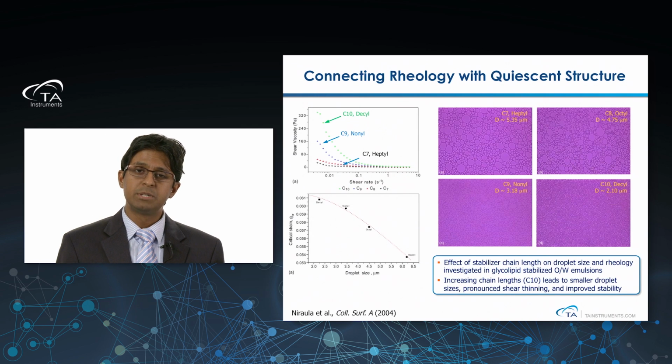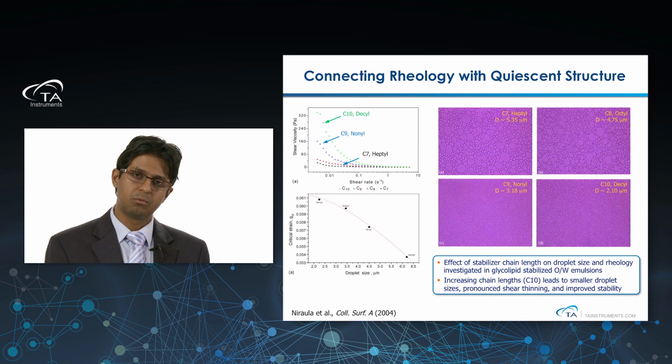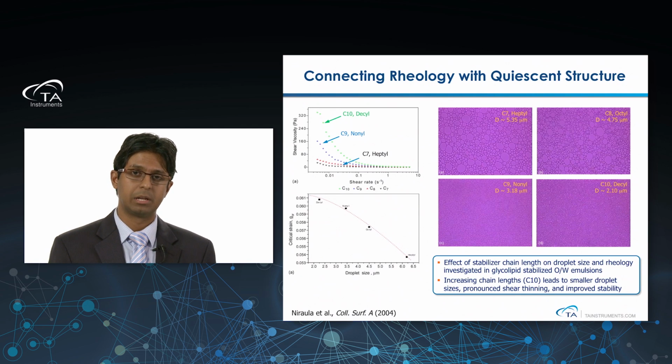There have been many attempts to look at the sample and connect the rheology with the quiescent structure. I'll walk through a few different examples in published literature. The first example we're going to look at is an oil and water emulsion that's been stabilized with a glycolipid stabilizer, and we're looking at the effect of the stabilizer chain length on the sample rheology. Shown on the left is a plot of the shear viscosity of the sample as a function of shear rate.